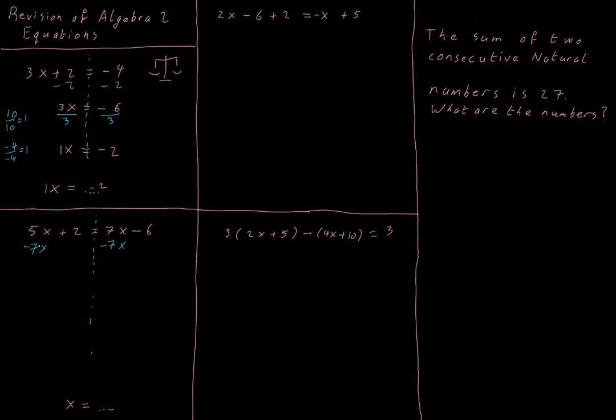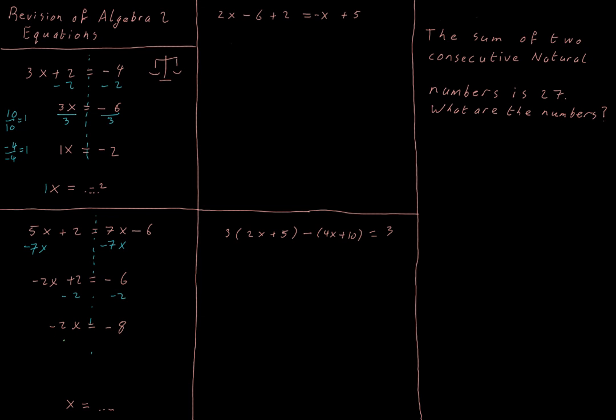Now when I've done that, what does my line look like? Well, I have plus 5x minus 7x is minus 2x, plus 2 is equal to minus 6. Now subtract 2. I end up with minus 2x is equal to minus 8.